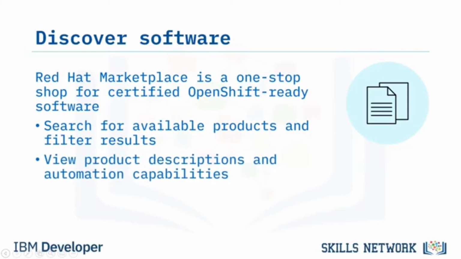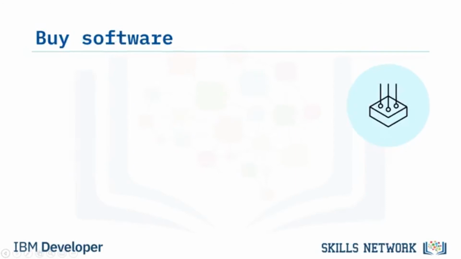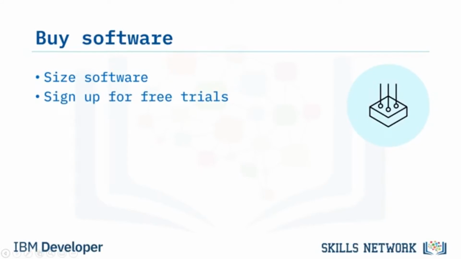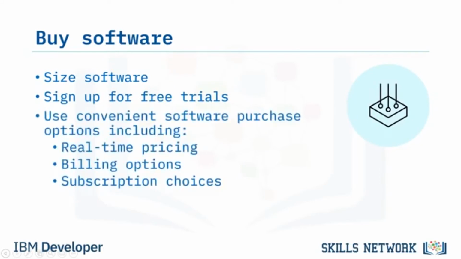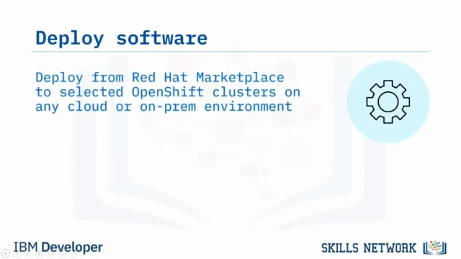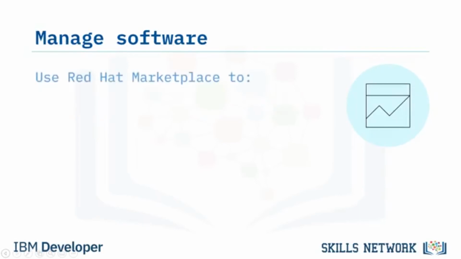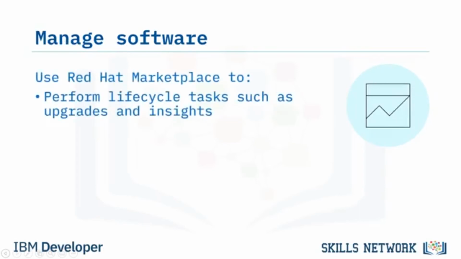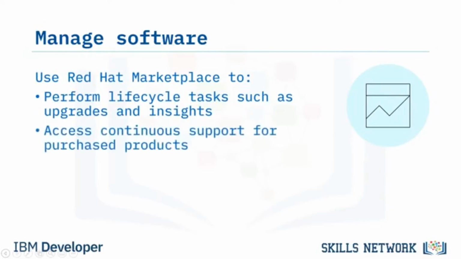Red Hat Marketplace enables you to size software to your needs, sign up for free trials, and purchase your software. Purchase options include real-time pricing, billing, and subscription choices, and multiple payment plan options. You can quickly deploy your purchased software automatically via Red Hat Marketplace to selected OpenShift clusters on any cloud or on-premises environment. Finally, you can use Red Hat Marketplace to perform many lifecycle actions, such as seamless upgrades and deep insights. Red Hat provides continuous support for all products purchased through the Marketplace.